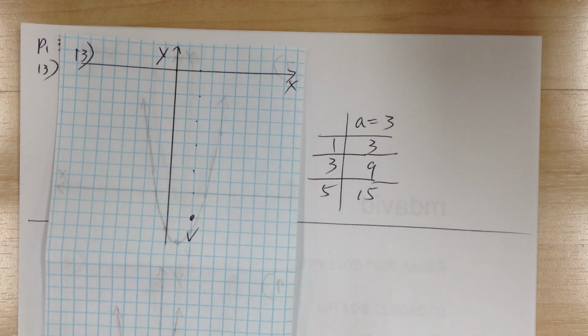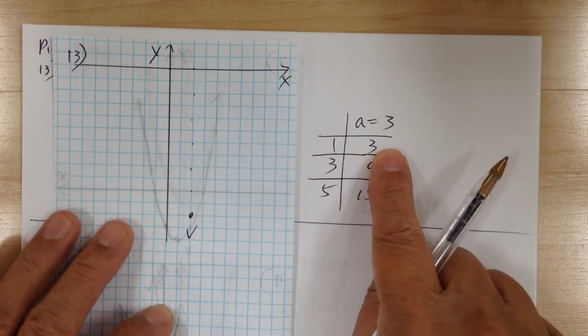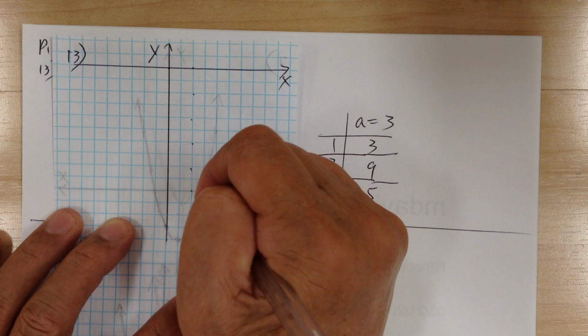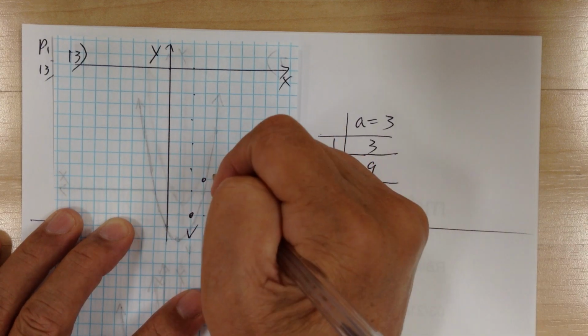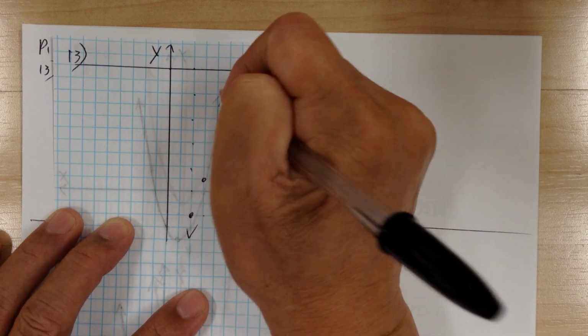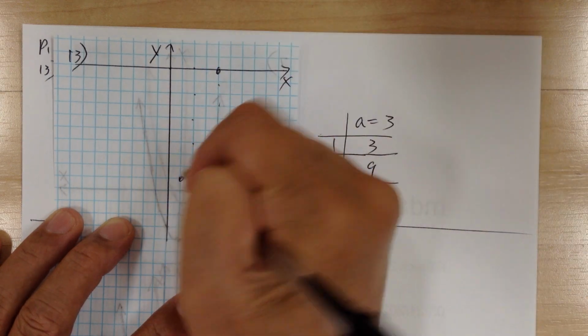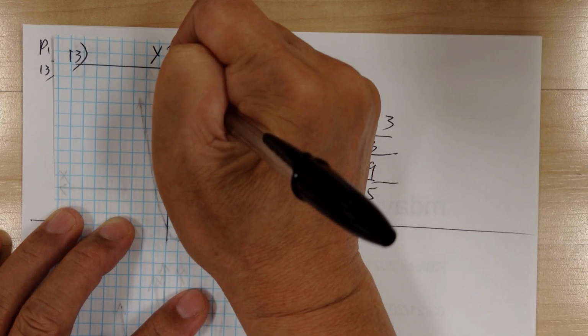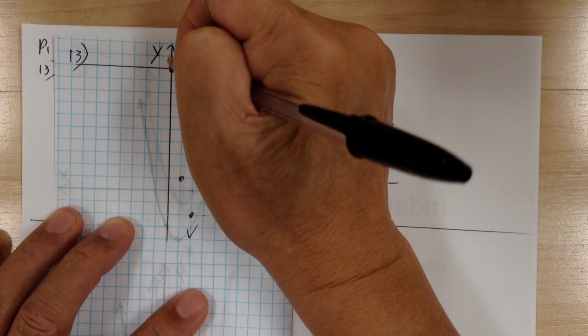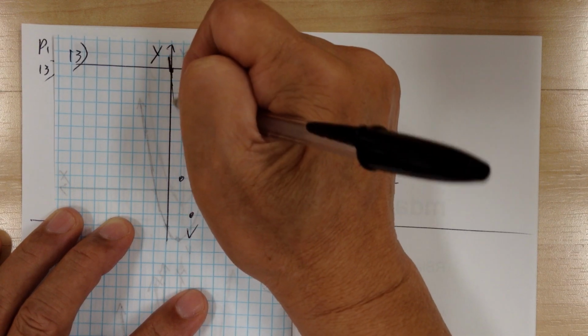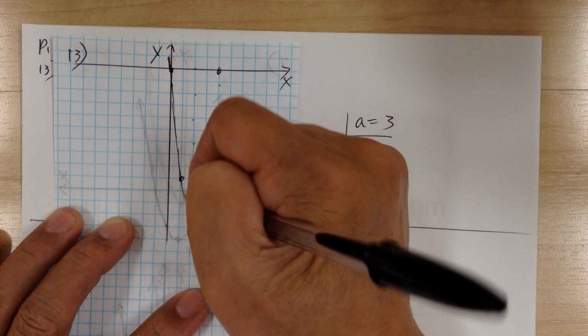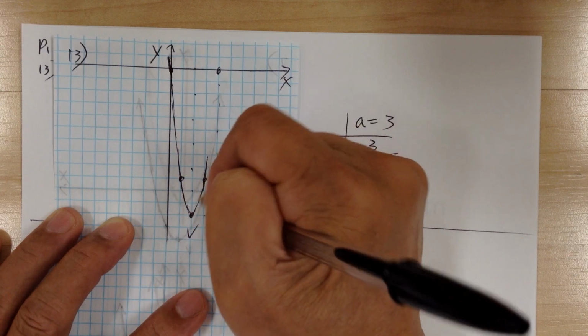Now you have to use your increment. For the first one, you go up 3. Then you go up 9 right over here. The next one is 15, which is way out of range, so you don't have to worry about that. So this is going to be a very skinny graph.